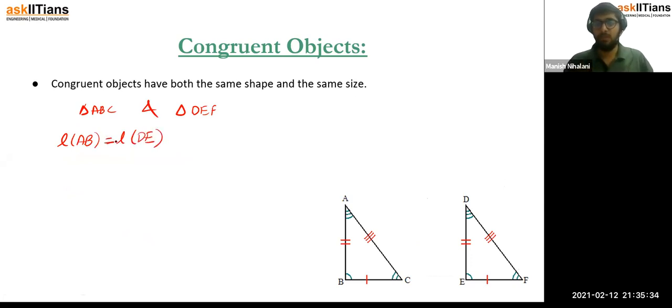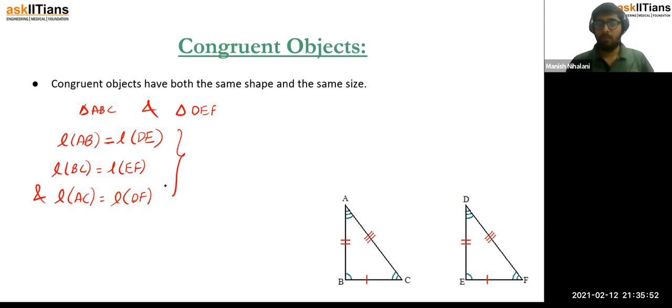Length of AB is equal to length of DE. Similarly, length of BC is equal to length of EF, and length of AC is equal to length of DF. So these are all three corresponding sides. What do you mean by corresponding? Now these two triangles are looking similar. They are of the same shape, right?